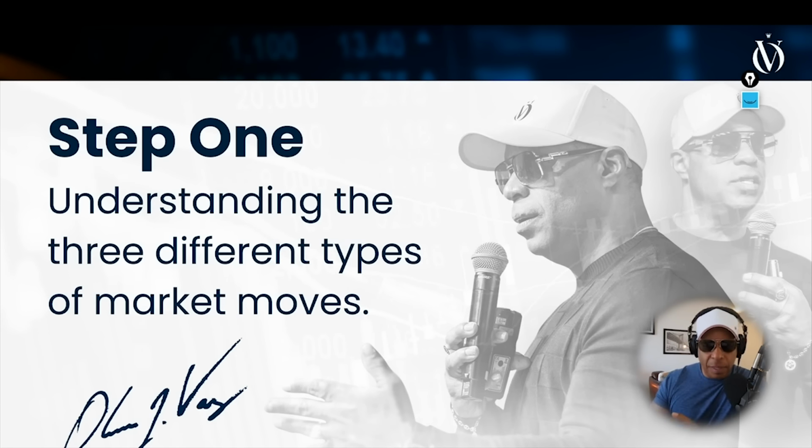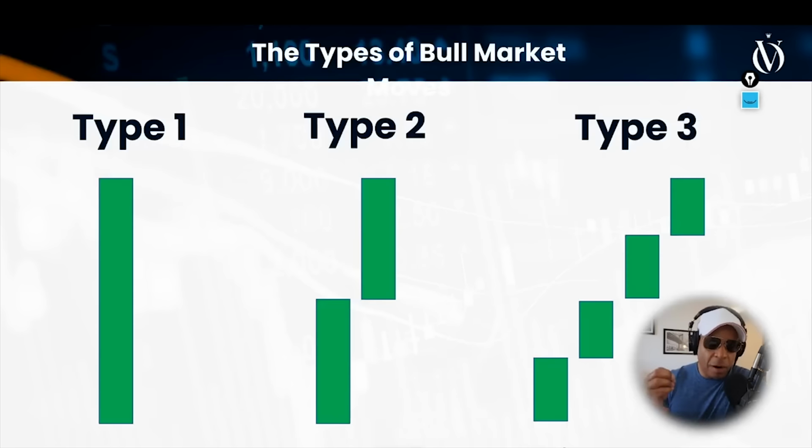Now, before we get into the specific legs of a market, I have to define for you what is a move. There are 3 specific types of moves. These are the 3 types of bull market moves. The period of the bar doesn't really matter. So if you're a 5-minute chart trader, this is a 5-minute bar. If you're a 2-minute chart trader, this is a 2-minute bar. If you're a daily chart trader, this is a 1 full day bar. Time doesn't matter. Everything that I talk about is universal across all time periods, okay?